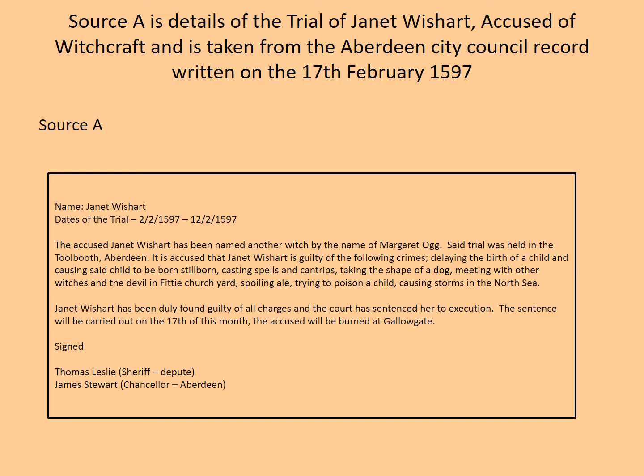So this is the source here. So we have source A. Source A details the trial of Janet Wishart, who was accused of witchcraft and is taken from the Aberdeen City Council record written on the 17th of February 1597. It has source A.